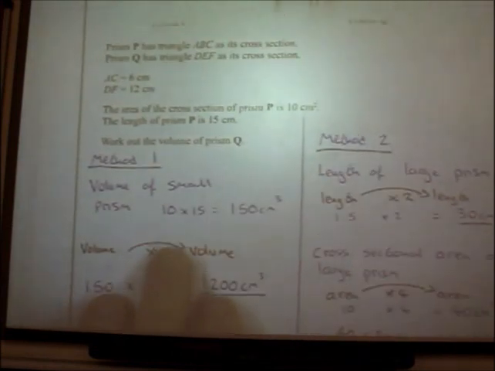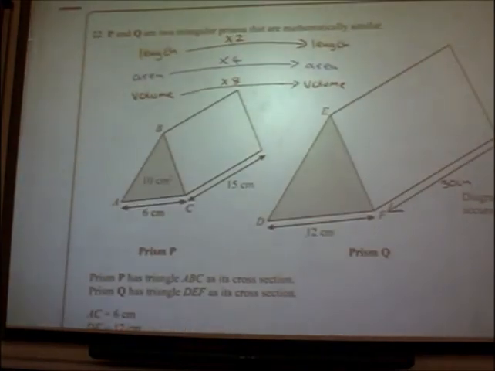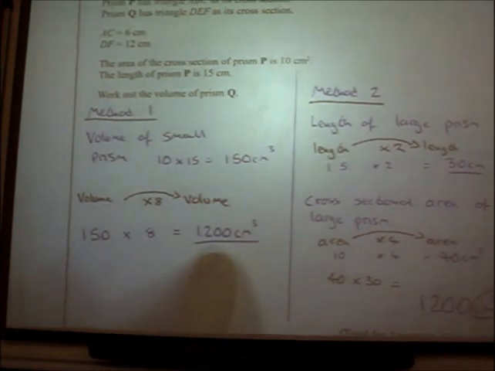The volume of the small prism is the area of the cross section, which is 10 times 15, which is 150 centimetres cubed, and I've worked out at the top that to go from volume to volume, you multiply by 8. So 150 times 8 is 1,200 centimetres cubed. That's one way of doing it.